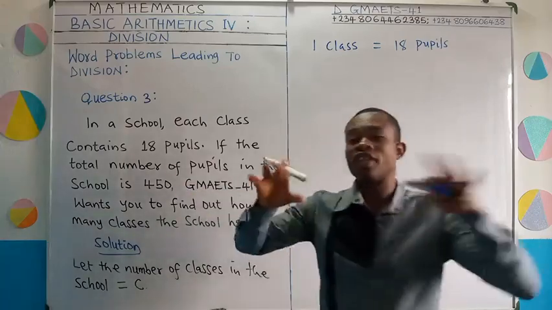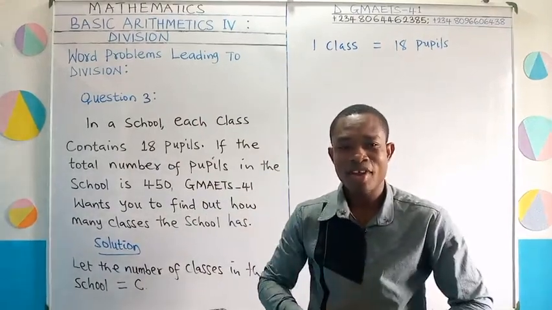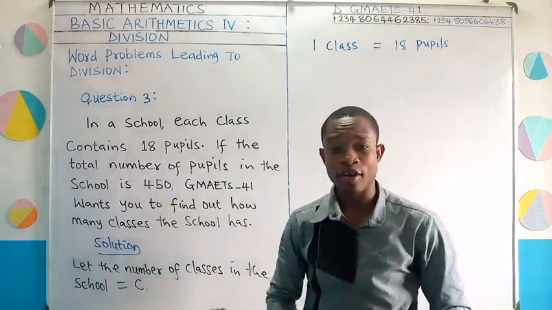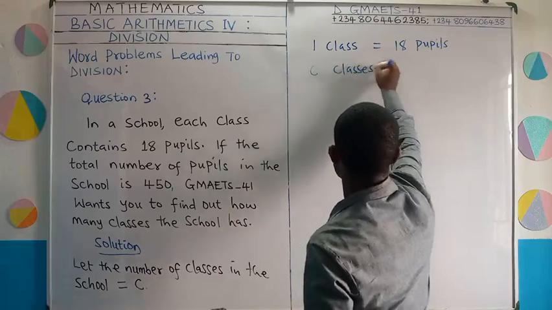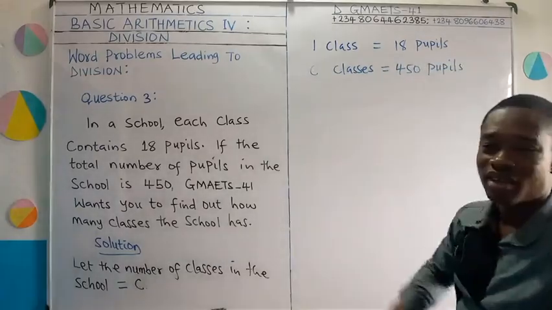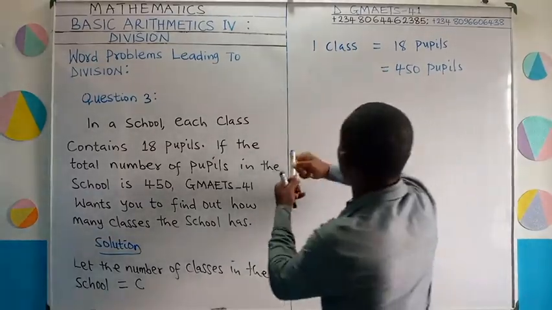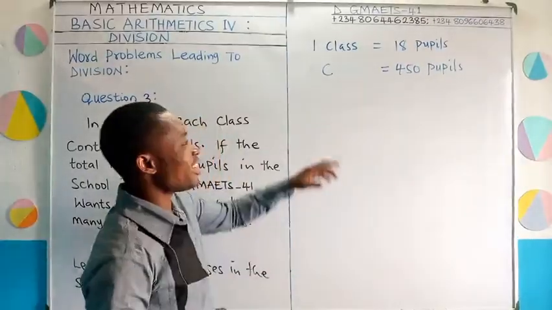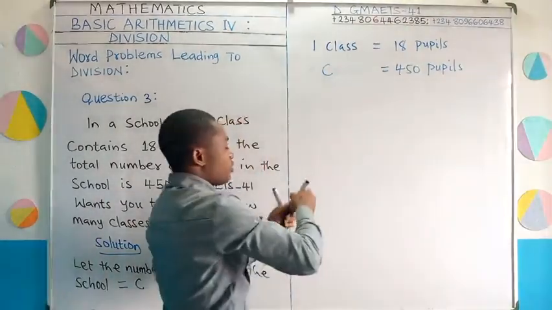So in this 450, how many classes will contain this total number of pupils? Because the number of classes that the school will have in total is what will contain this total number of pupils. So I'm going to write C classes here, C classes equal to 450 pupils. And so from here, cancel out whatever I want to cancel. This C, no need of putting classes here because that is the unknown I'm looking for. Simply C equal to 450. If you cross multiply this, you will see clearly that the coefficient of the unknown will be this 18. Is that not so? Cancel off the pupils there.